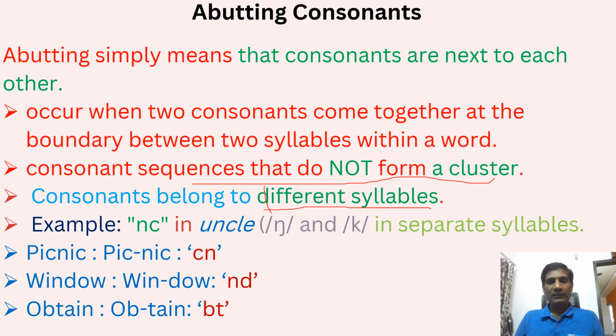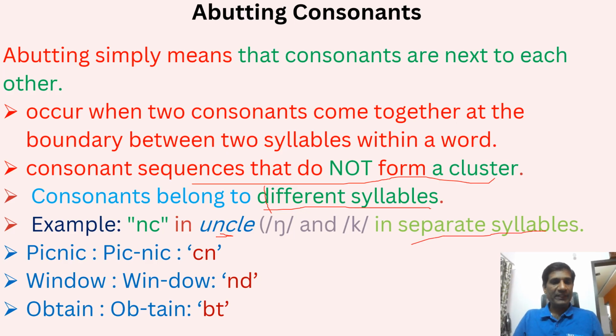Uncle. Here, the nasal sound and k. So these two consonants, n and k, are in separate syllables. Uncle. So these are in separate syllables. So they are not consonant clusters. They are called abutting consonants. They are not consonant clusters because they are in separate syllables.